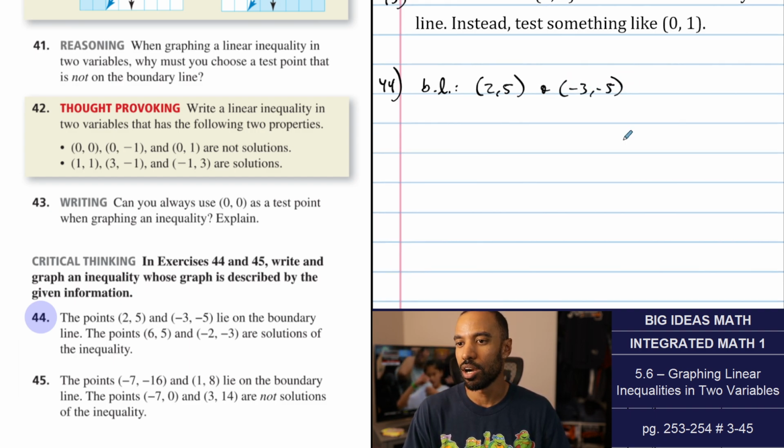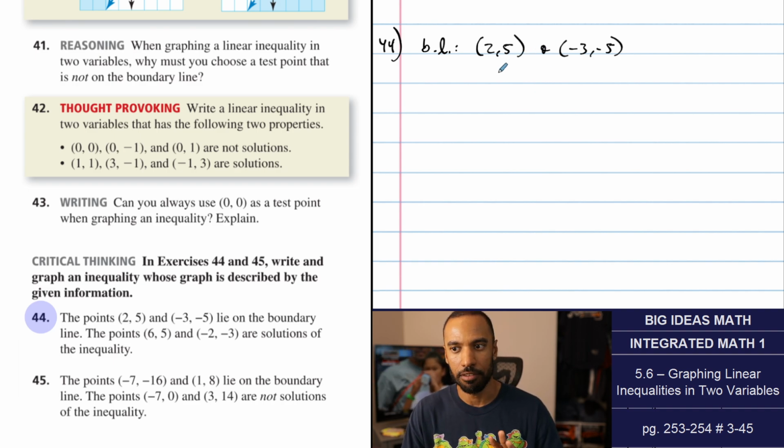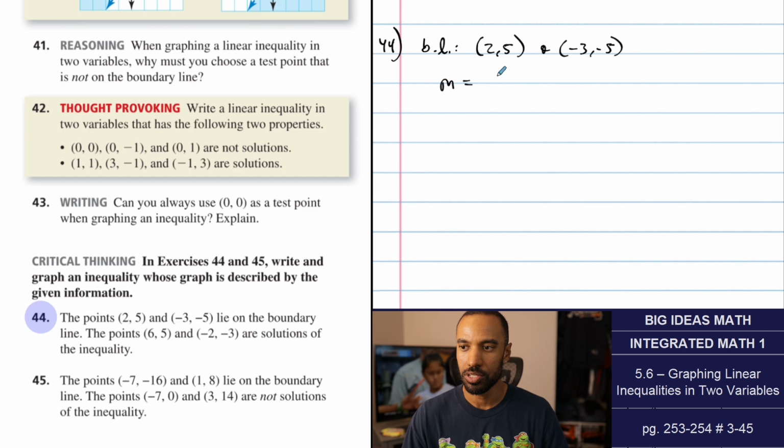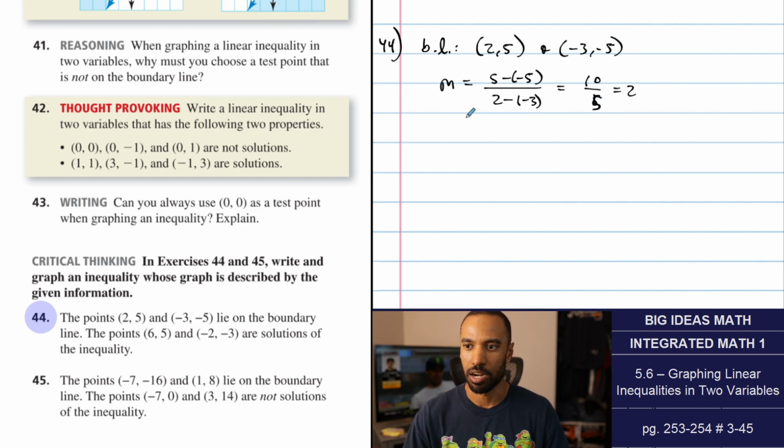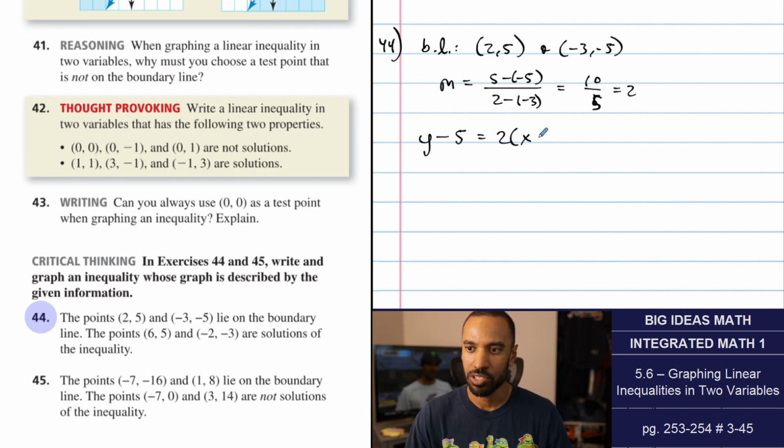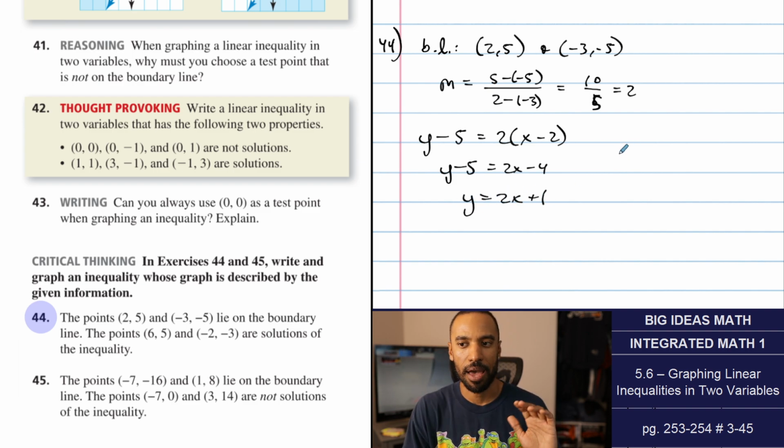Let's start by using point slope form. We can come up with our slope first: y2 minus y1 over x2 minus x1, which is 10 over 5, which is 2. Then we plug in a set of points like these ones. y minus 5 equals 2 times x minus 2. We distribute the 2 and add 5. I'm only dealing with the boundary part to begin with. So 2x plus 1. That's the boundary line.